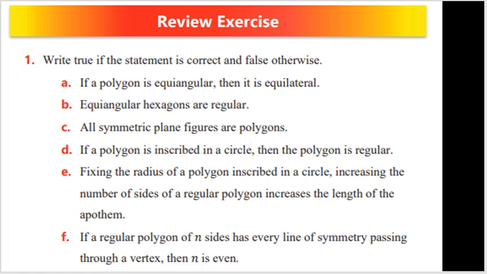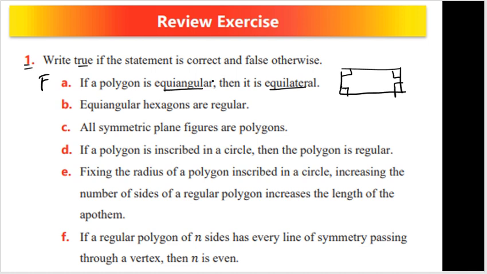Okay, let us see how to solve review exercises on regular polygon. The first one is a true-false question. A says, if a polygon is equiangular, then it is equilateral. This is false. We can take the example of a rectangle. In a rectangle, each angle is equal, so it is equiangular, but it is not equilateral.